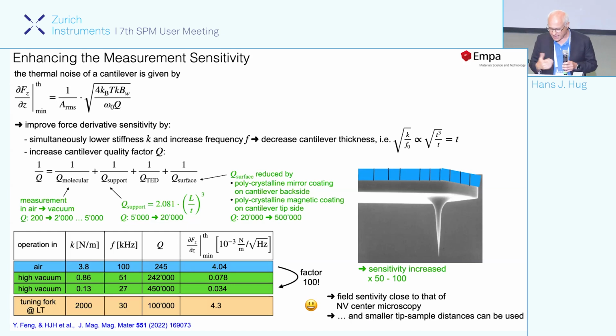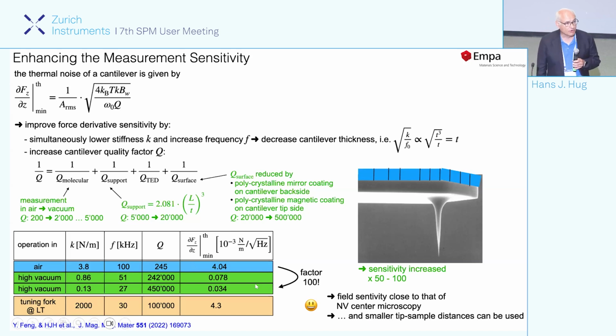And like this, we can get cantilevers that have a quality factor, sometimes we reached up to 1 million. Now more standard is something between 200 and 400,000. If you compare that, the table gives you the comparison. For example, for a cantilever used for an MFM in air, you end up with about 4 millinewton per meter per square root of hertz of noise. And if you go to vacuum, we can gain up to a factor of 100.